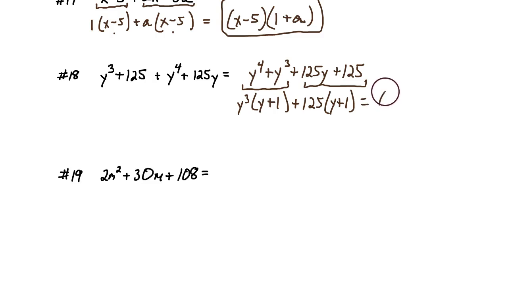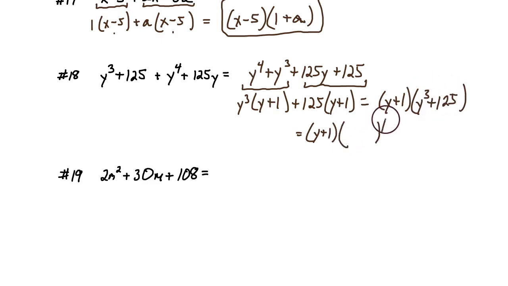So in common, we have our y plus 1, and then the other things are a y cubed and a plus 125. Now, y cubed plus 125 is a sum of cubes, so it factors farther. So here's our y plus 1. Now let's make the parenthesis pattern that you use for a sum of cubes. A small parenthesis and then a longer parenthesis.